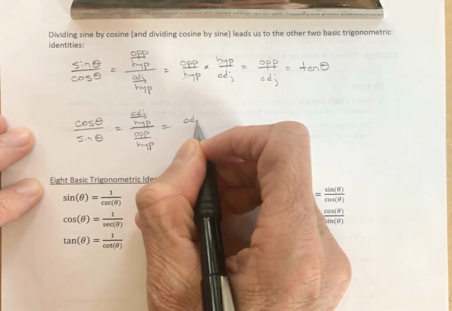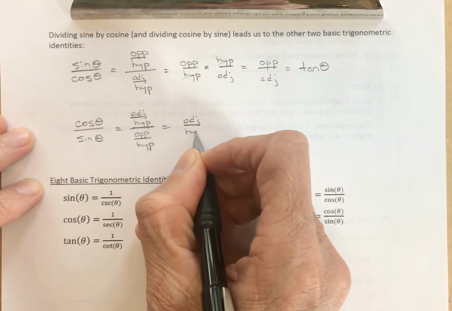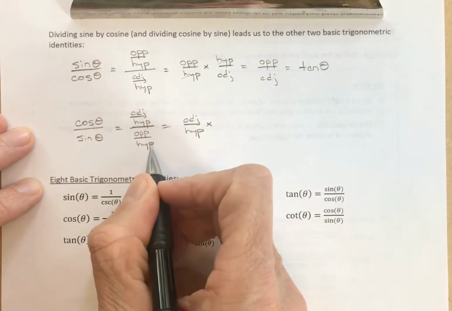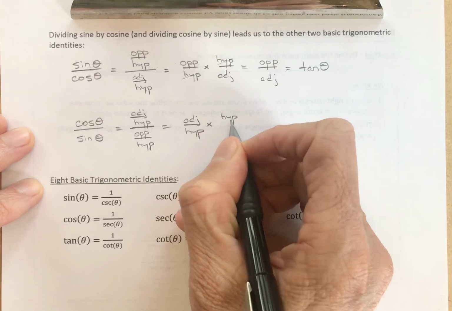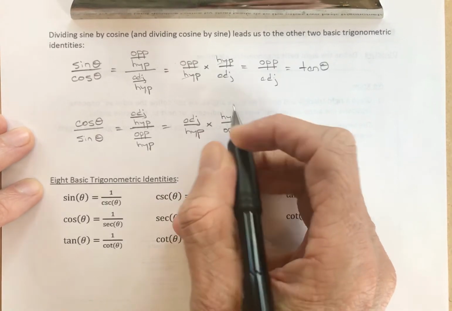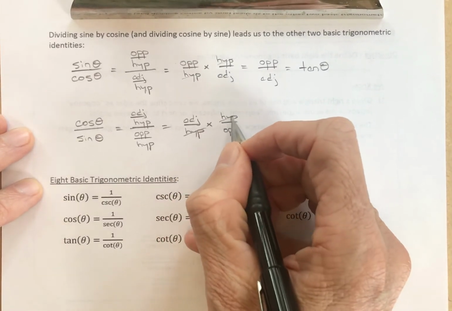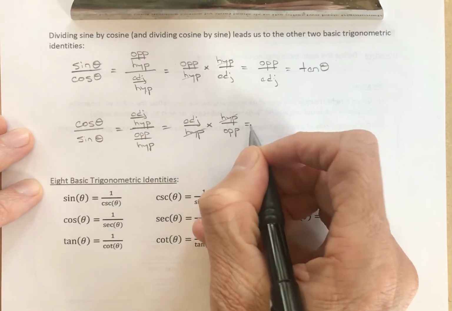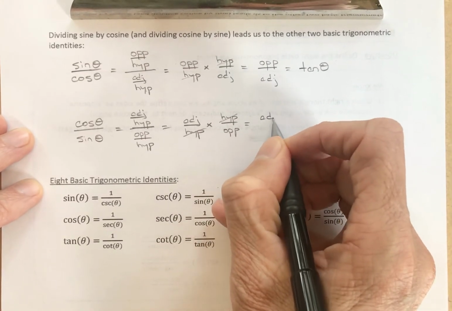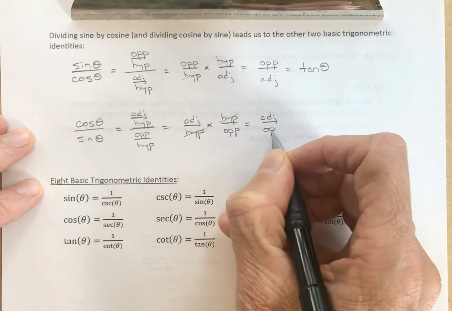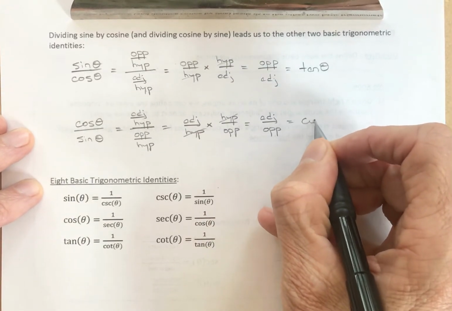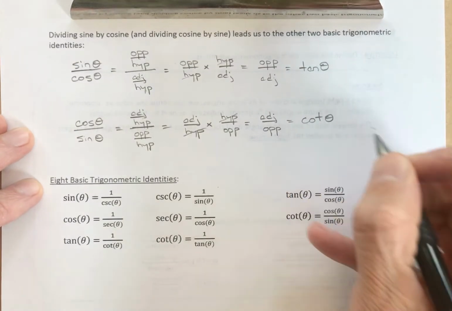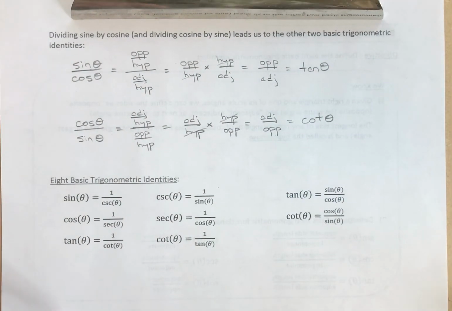So I'll keep the first term, adjacent over hypotenuse. I'll multiply it by the reciprocal of the denominator, hypotenuse over opposite. Again, you'll notice the common factor of the hypotenuse. I'm left with the adjacent divided by the opposite, the adjacent length divided by the opposite length, and by definition, that is the cotangent.